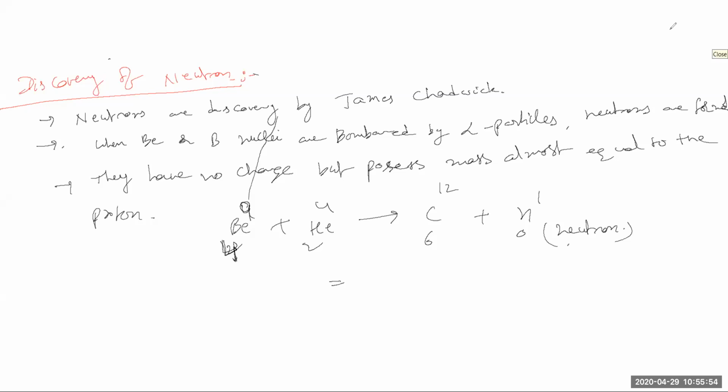Note down this one. Discovery of neutron. Neutrons are discovered by James Chadwick when beryllium and boron nuclei are bombarded by alpha particles. The neutrons are formed. It's a chargeless particle, and its mass is equal to proton mass. They have no charge, but possess a mass almost equal to 1 proton. Not this one. We are going to atomic models.